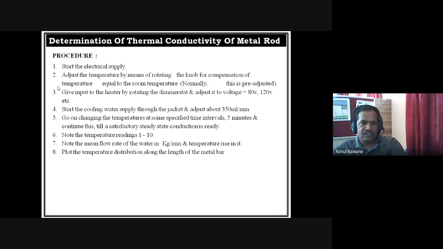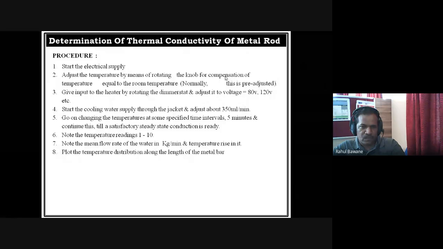Procedure, as I just said, we have to start the electrical supply to the heater. Then with the help of a thermostat, we will maintain a particular voltage and corresponding current, so accordingly heat will be supplied. Then we have to maintain a cooling water flow rate and wait for steady state. That means about 20 to 30 minutes should pass before taking the first reading. Likewise, we note down a few readings, then take an average of them and go for the calculation part.